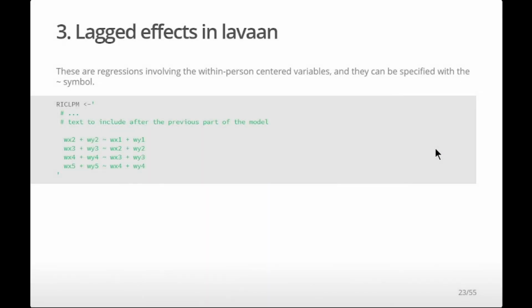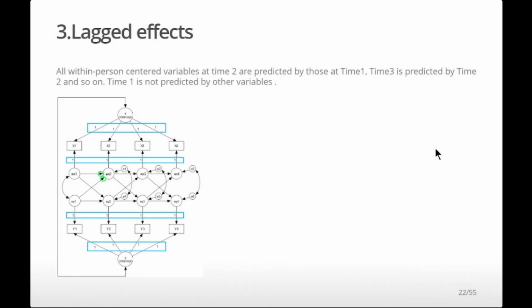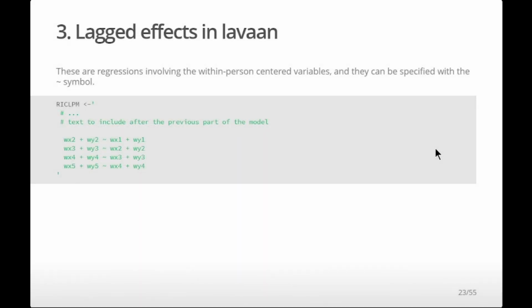They are actually regressions. So for example, I write wx2 and wy2 tilde, meaning that they are predicted by wx1 and wy1. Then I write wx3 and wy3 predicted by wx2 and wy2. So that's it. I can write two dependent variables, meaning two separate regressions, actually. This is just a way to write it more compactly. You could write wx2 predicted by these two, and then another line wy2 predicted by the same two variables. It's the same.